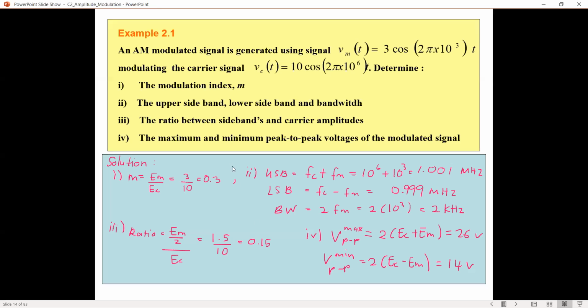And Vmax peak to peak and Vmin peak to peak. Vmax peak to peak is 2 times EC plus EM. Vmin peak to peak is 2 times EC minus EM. So we got 26 and 14 volts. These are the simple calculations related to a full AM signal.